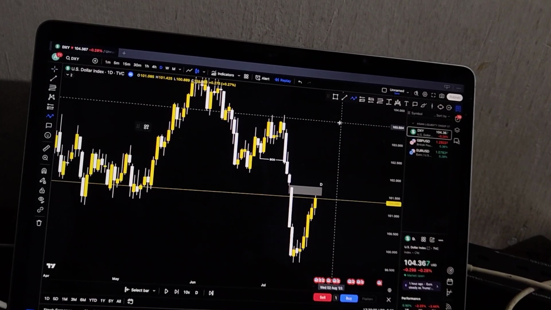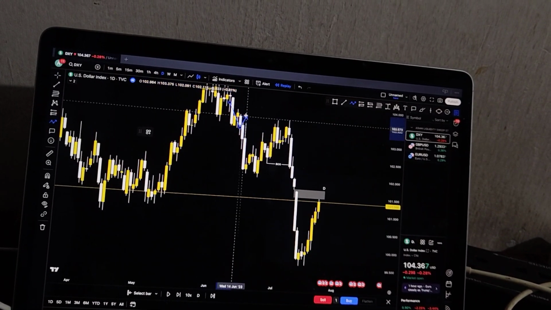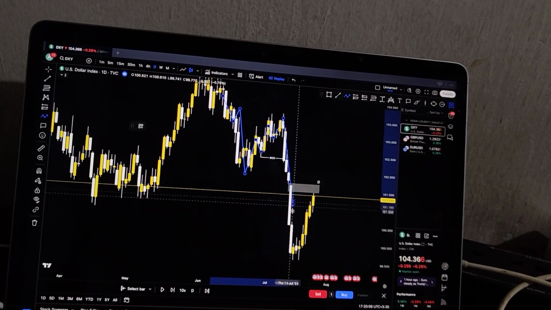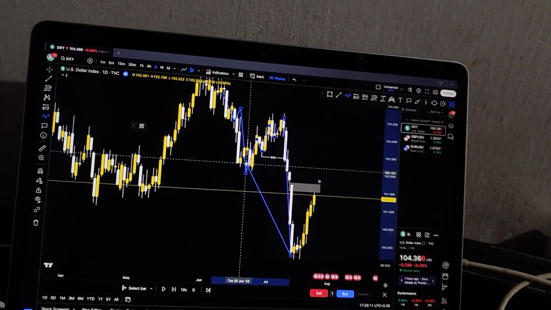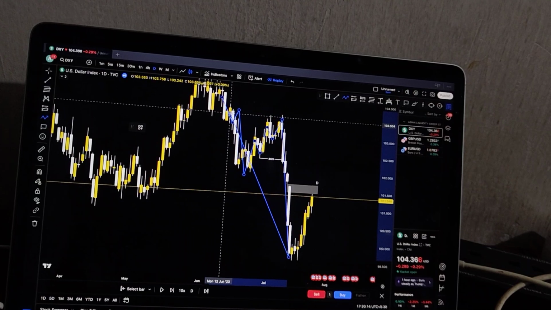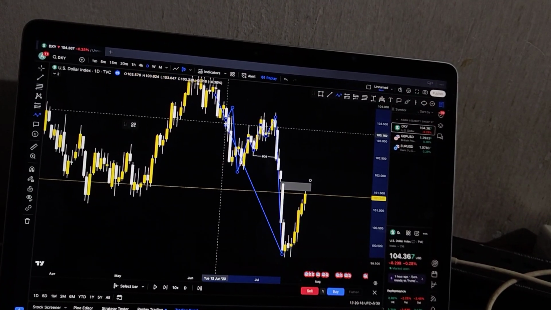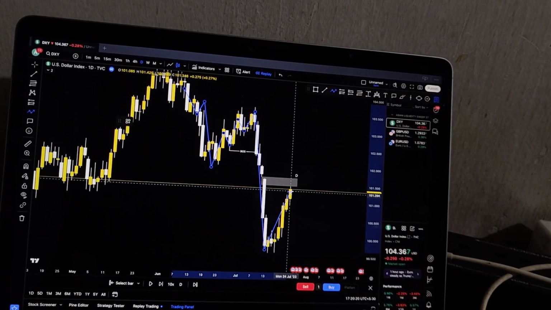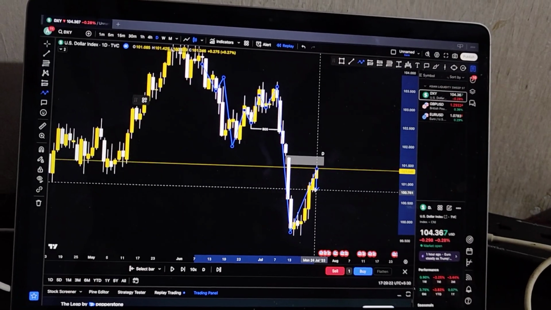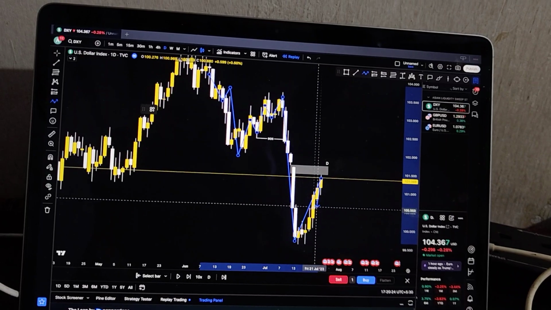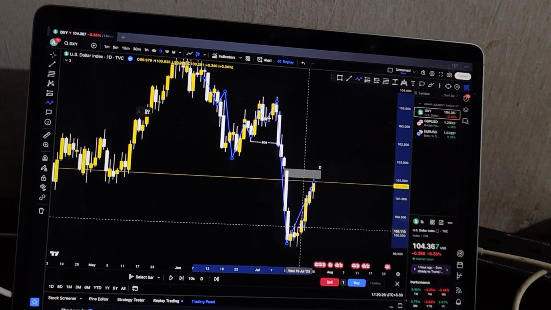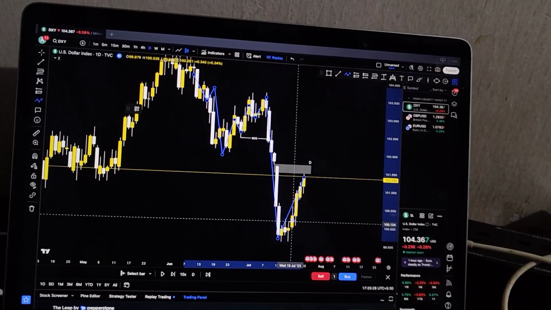In DXY, we can see the higher time frame trend is clearly headed towards the downside, making lower highs and lower lows. There was a supply order block here, it came back, boom, made a huge move from that order block, made a lower low. And for some days the DXY has now started an uptrend.